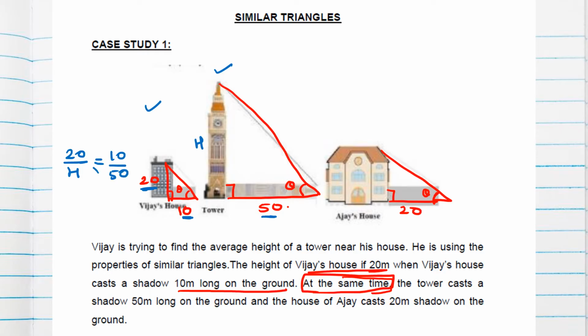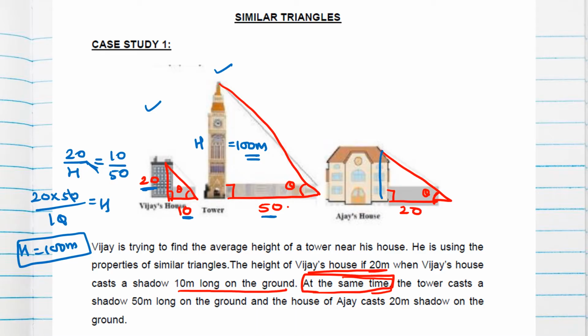So if I cancel this, we can cross multiply. So h will be 100 meters. But what is h? The height of the tower. So this will be 100 meters. Similarly, Ajay's house height also we can find if we take these two triangles. Anyway, all three are similar. Second and third also we can take, but we'll take the first and the third one.